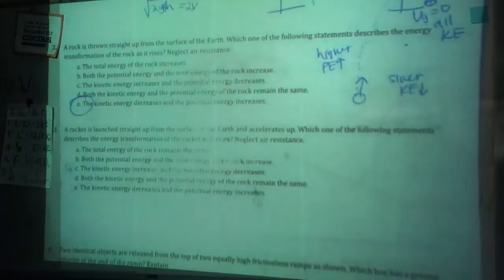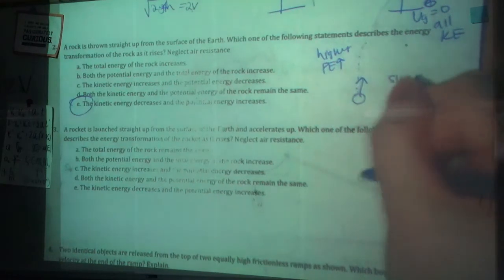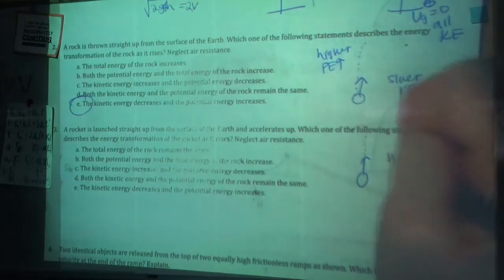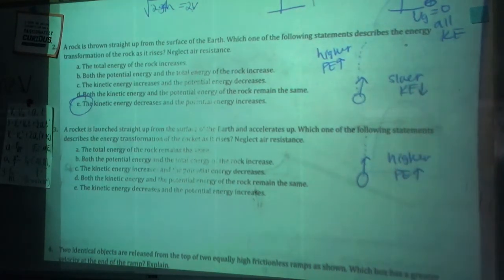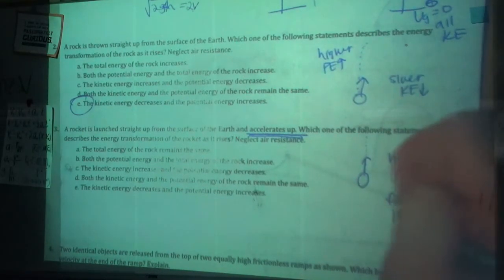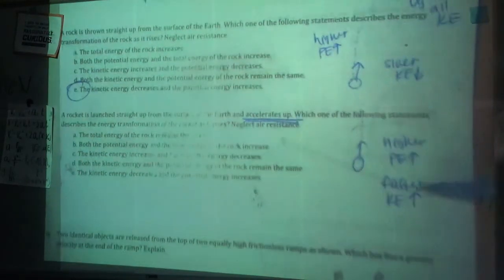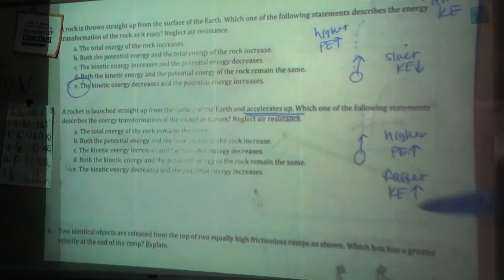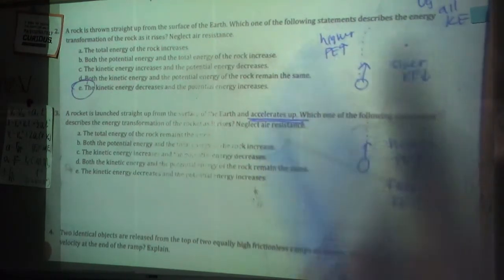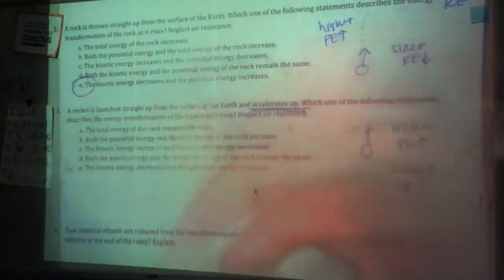Now 3, a rocket is launched straight up from the surface of the earth and accelerates up. Which of the following statements describes the energy transformation of the rocket as it rises? This one is a little bit different, because it says that it's going up, which means getting higher, so my potential energy increases. And it also says that it's accelerating up, which means it's getting faster. If it's getting faster, that means my kinetic energy must be increasing. Now the only way that my potential and my kinetic can both be increasing is if my total energy is increasing. So if my total energy is increasing, there must be something putting energy into the system, in which case there's engines on the rocket.